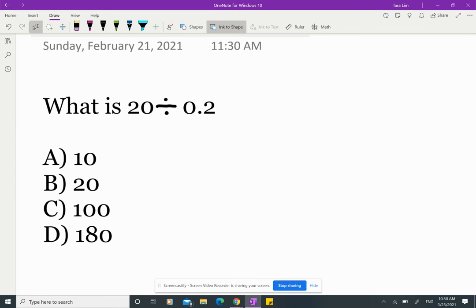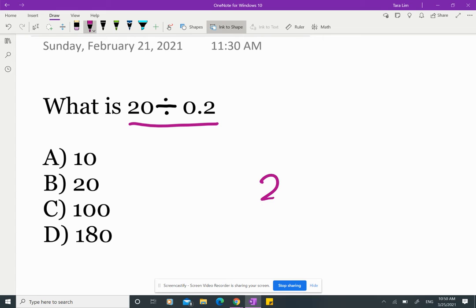Now, today I'm going to be teaching you the easiest way to calculate 20 divided by 0.2. A lot of people nowadays use a calculator, so I want to make this video for those people who do not use a calculator, to have a much easier way to divide a decimal. So here we can see 20 divided by 0.2.